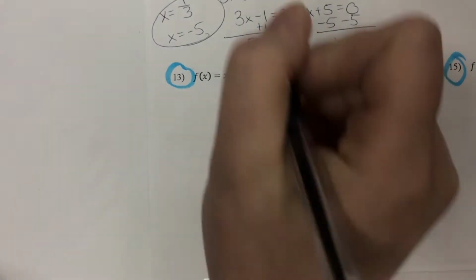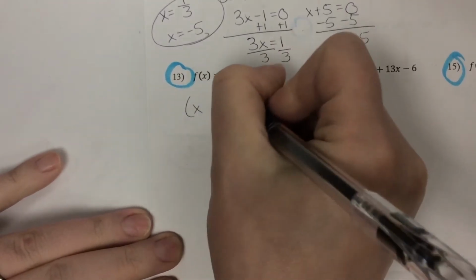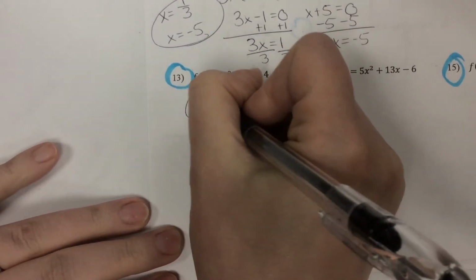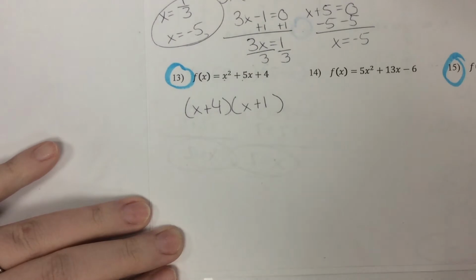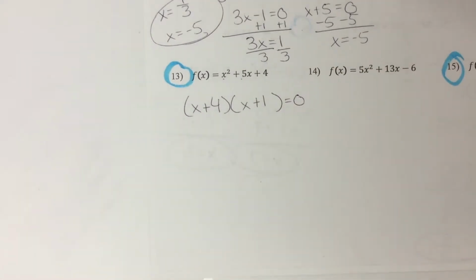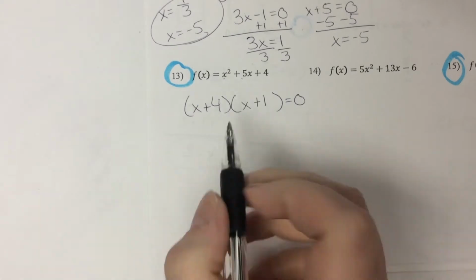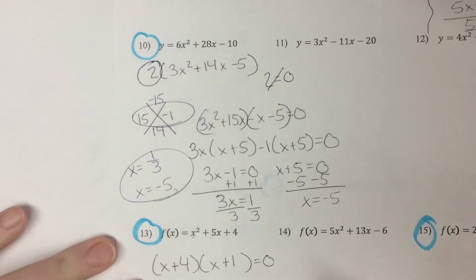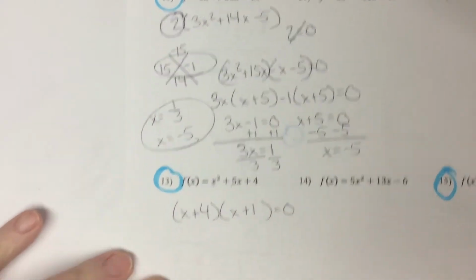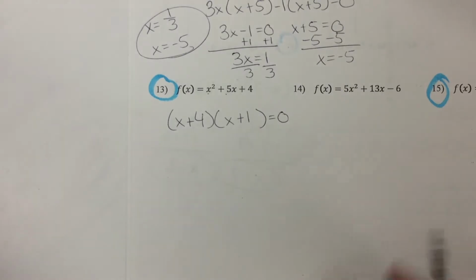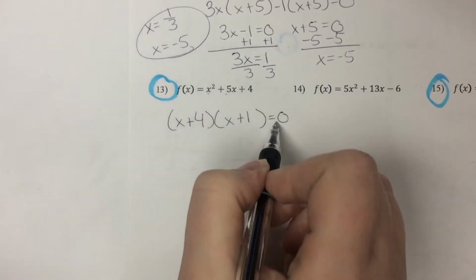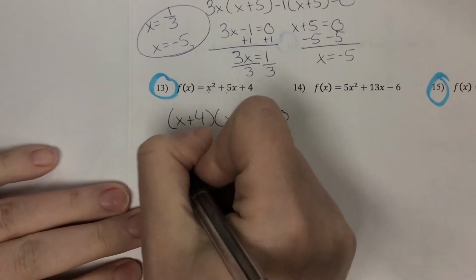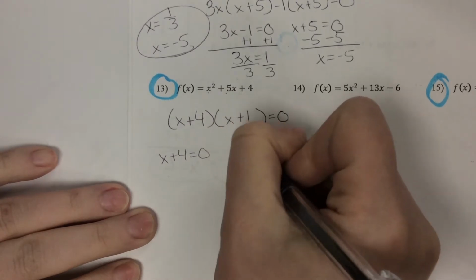Okay, number 13. Let's see. We need multiples of 4 that are going to add up to 5. 4 and 1, of course. Both positive. And this is equal to 0. Zero product property. Hey, f of x, remember we talked about in class how that's just kind of a different way to say y equals? It's function notation. So, like I said before, don't get confused. You're just going to take your equation and set it equal to 0. That's zero product property. All right, so x plus 4 equals 0 and x plus 1 equals 0.